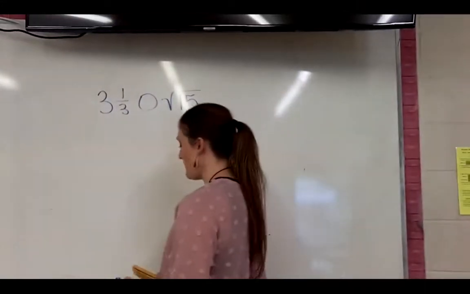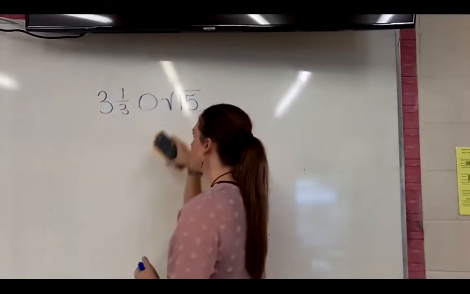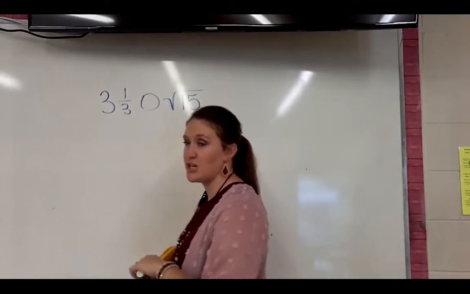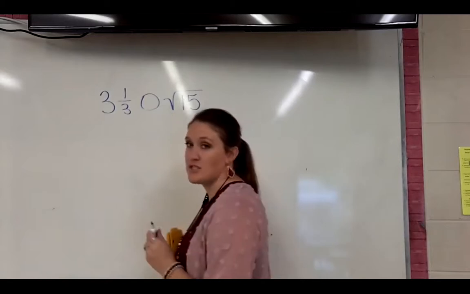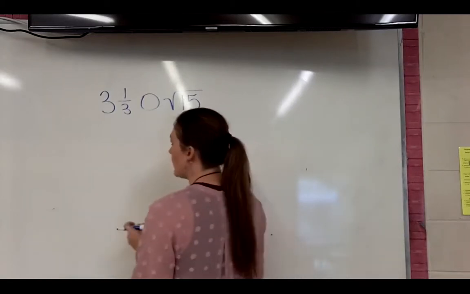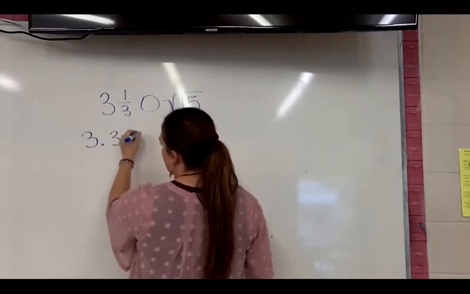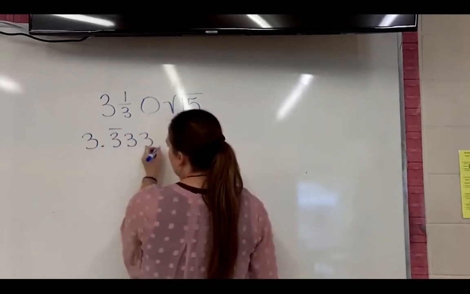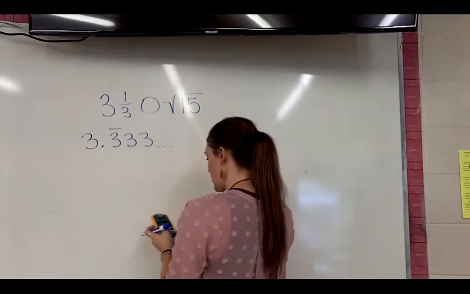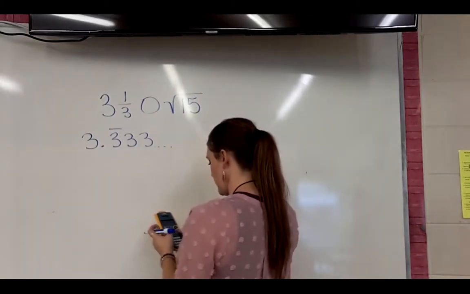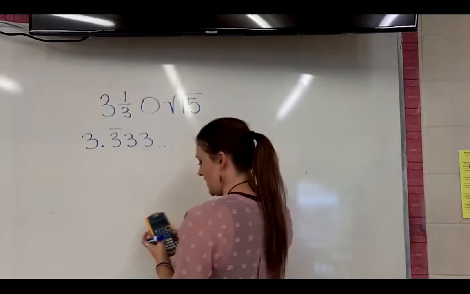Okay guys, so we are comparing 3 and 1/3 to the square root of 15. We're replacing with the less than, greater than, or equal to sign to make it true. So we first have to change them to decimals. 3 and 1/3, that is a repeating decimal. The 3 is repeating. Okay, I'm just going to put 3 of them so far. So then in your calculator, you do the square root of 15.